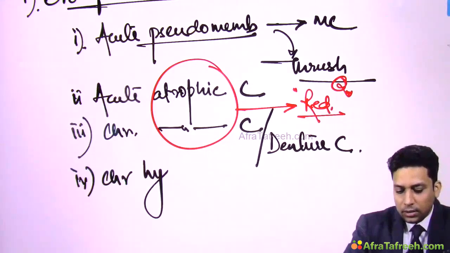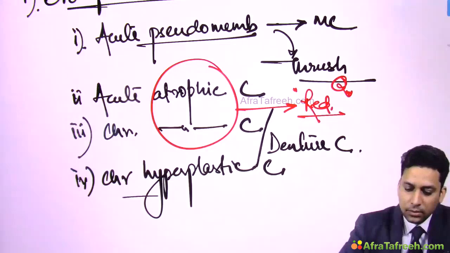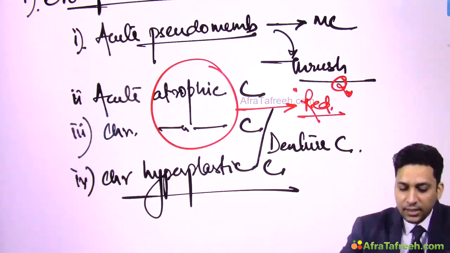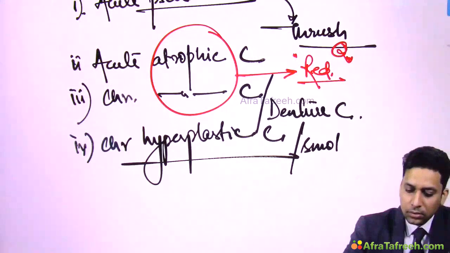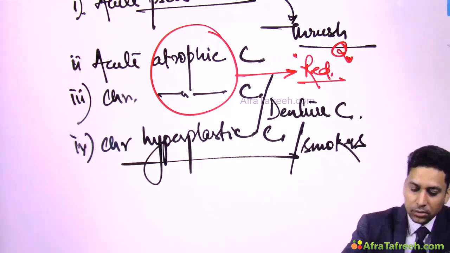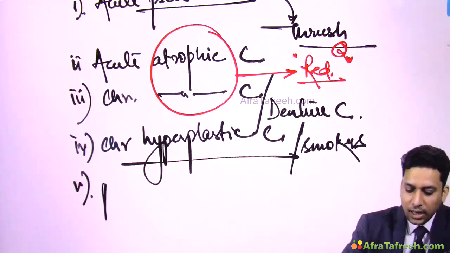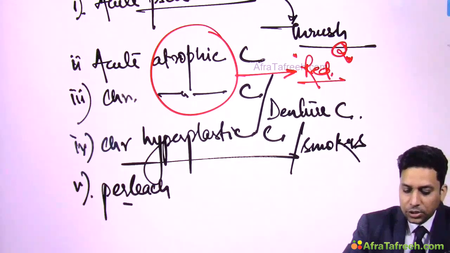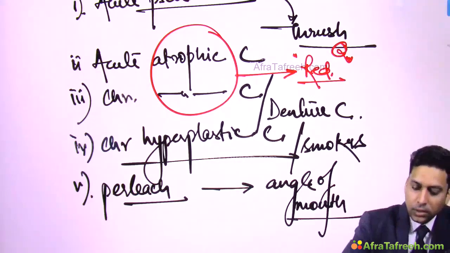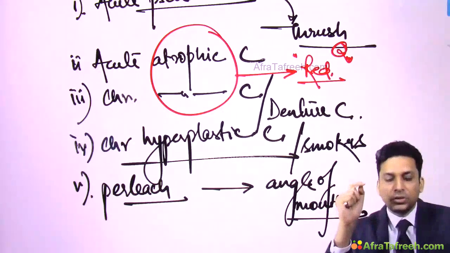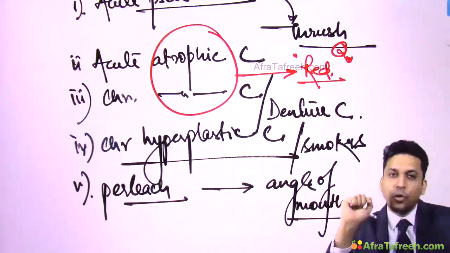Then chronic hyperplastic candidiasis. Chronic hyperplastic candidiasis is common in smokers. And the last one is angular cheilitis, which is candidal infection of the angle of the mouth. So these are the various types of oral candidiasis.